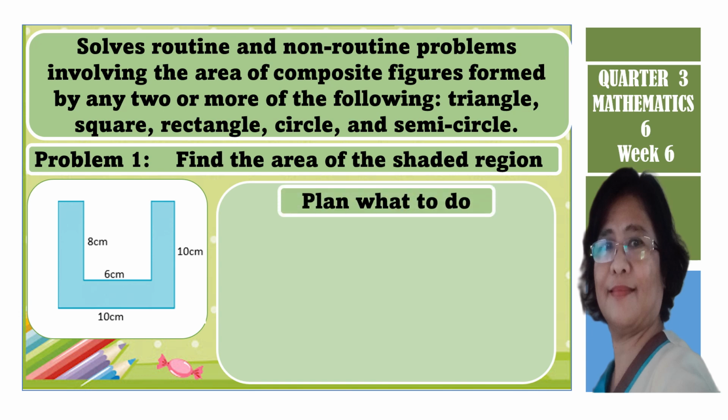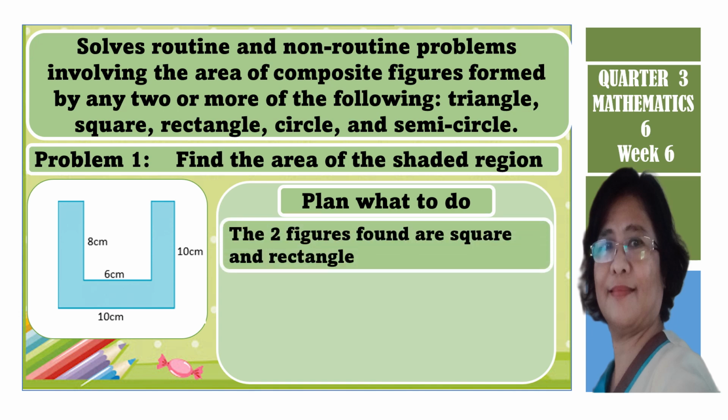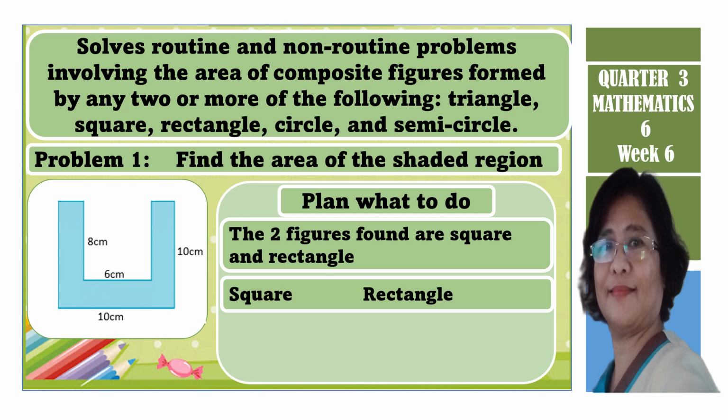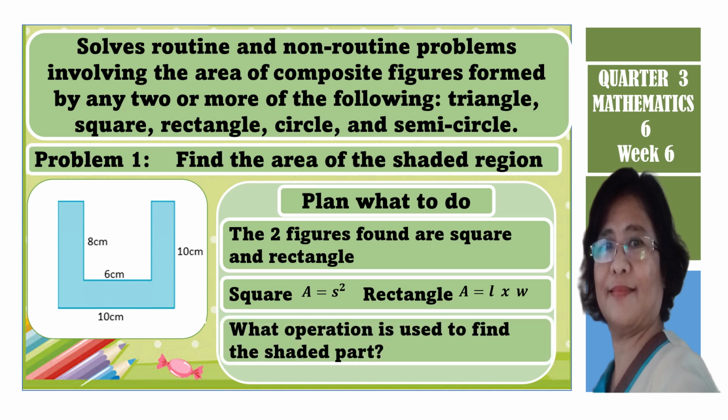So the given figure here is a square and a rectangle. So it's composed of two figures, the square and the rectangle. The area of the square is equal to side squared, and the rectangle is length times width. So look at the square. What is the measurement of the side of the square? We have 10. And the rectangle, the length is 6 and the width is 8. So we can now solve. And what does the problem want you to find out? The shaded part.